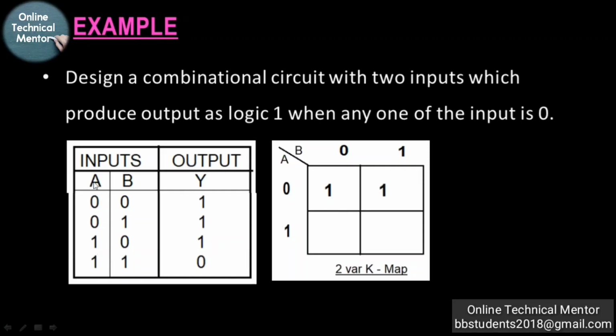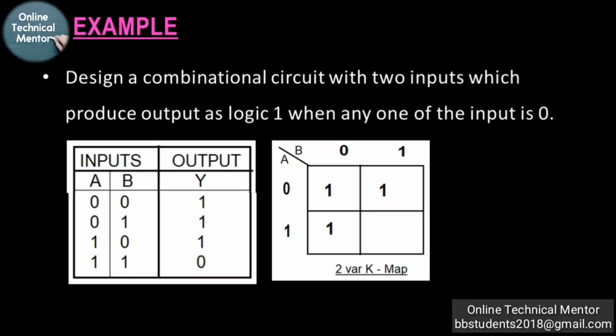The third combination of input, here A is 1 and B is 0. This cell. For this combination of input, the output is also 1. So write down 1. And for the last combination, the output is 0. You can also write 0 or just leave it blank over here.